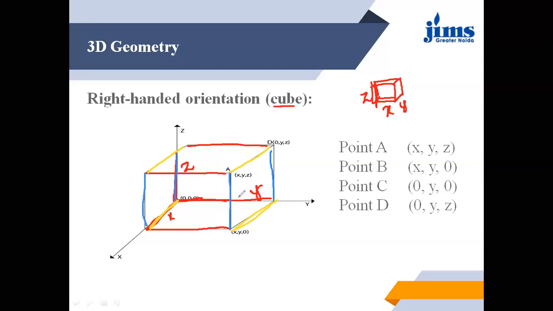Suppose I want to find out the value of this point. This is the value on the x-axis. It is x distance away from the origin, but the value on the y-axis is 0 and the value on the z-axis is also 0.